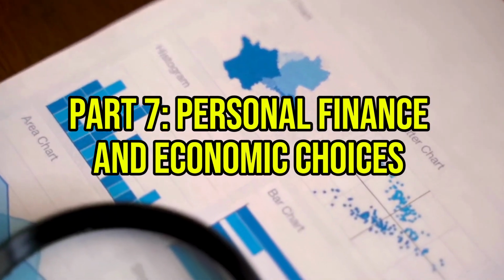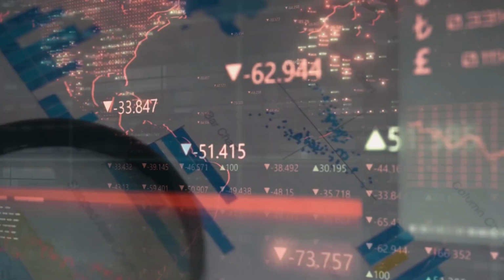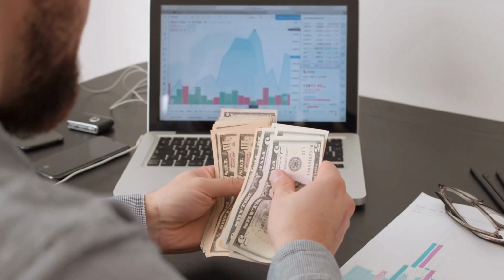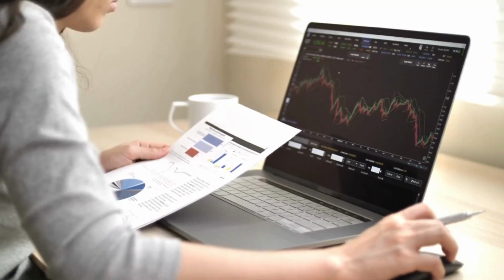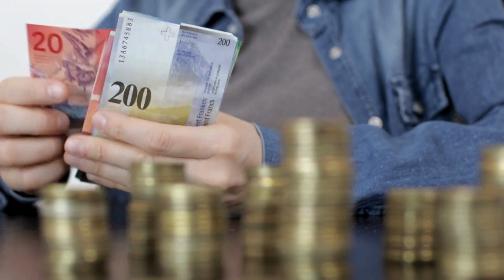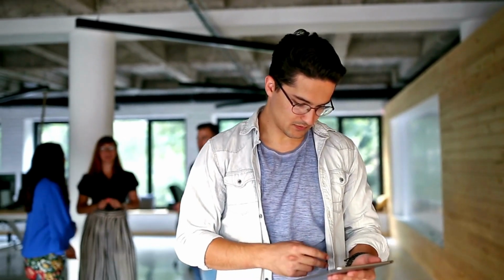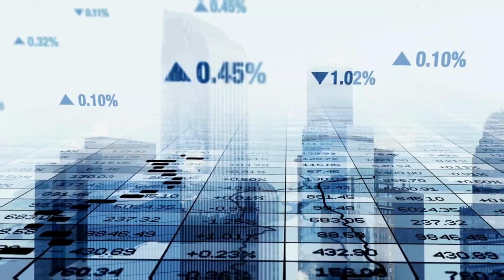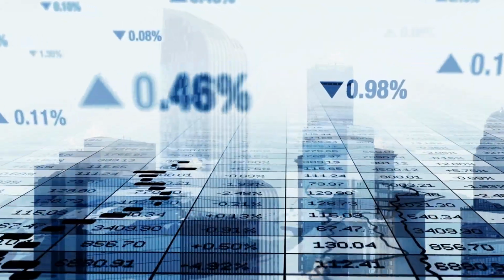Part 7. Personal finance and economic choices. Economics isn't just something that happens on a national scale. It's also a big part of our daily lives. Personal finance is how each of us manages our own money. This includes budgeting, saving, and investing. Learning to budget helps you plan your spending so you don't run out of money. Saving helps you prepare for future needs. And investing can help your money grow over time. These choices are all part of economics on a personal level.